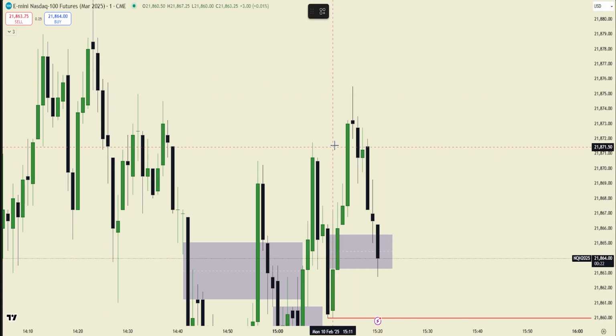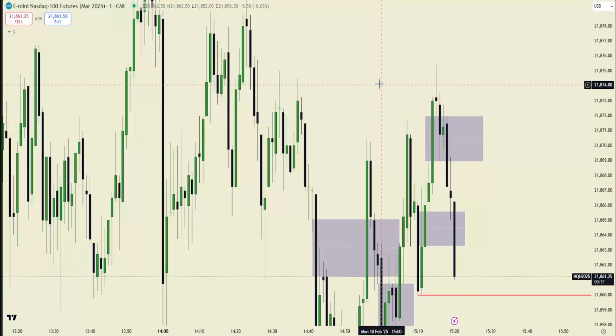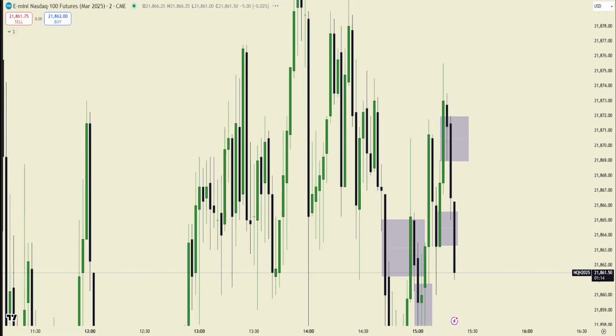So we have this 1 minute inverse to the downside after sweeping the highs. Obviously, it's working, but there's no real delivery, so I wouldn't really worry about this as a trade.